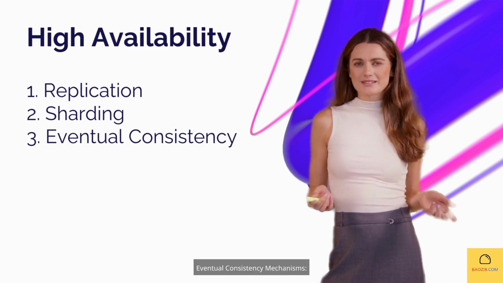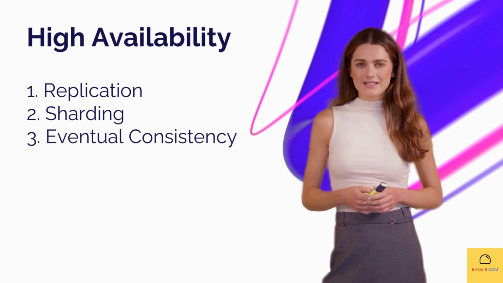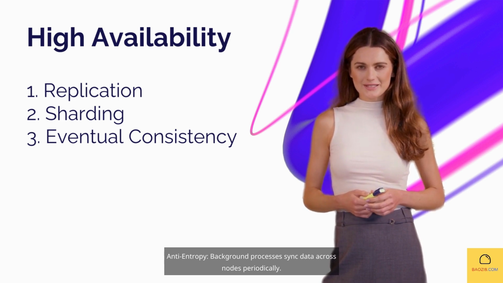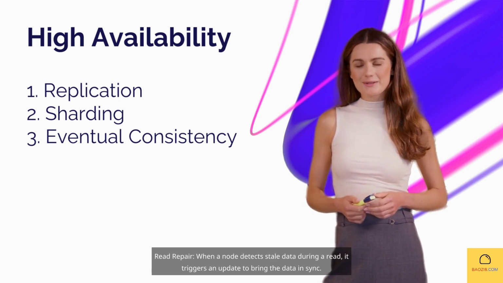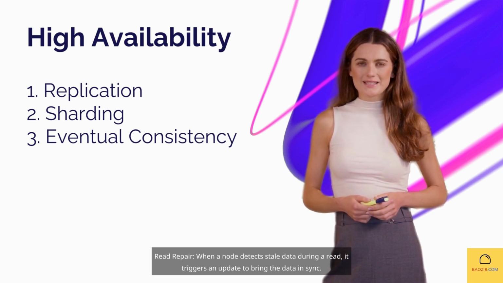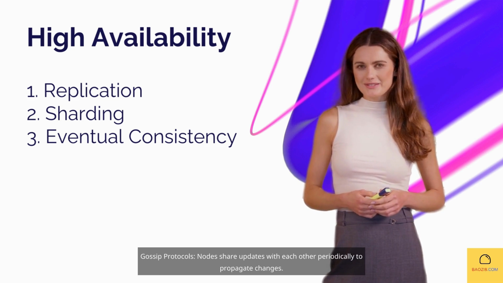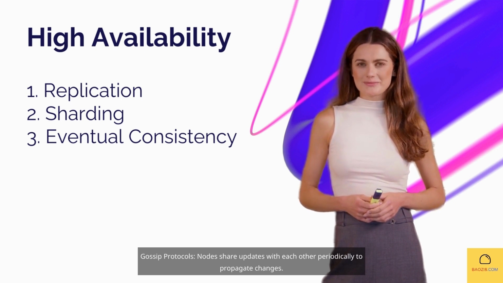3. Eventual consistency mechanisms. Anti-entropy: background processes sync data across nodes periodically. Read repair: when a node detects stale data during a read, it triggers an update to bring the data in sync. Gossip protocols: nodes share updates with each other periodically to propagate changes.